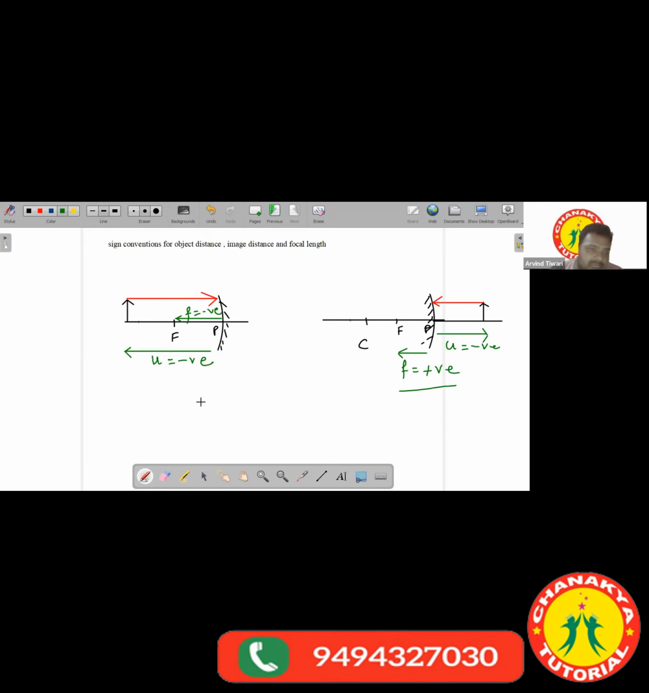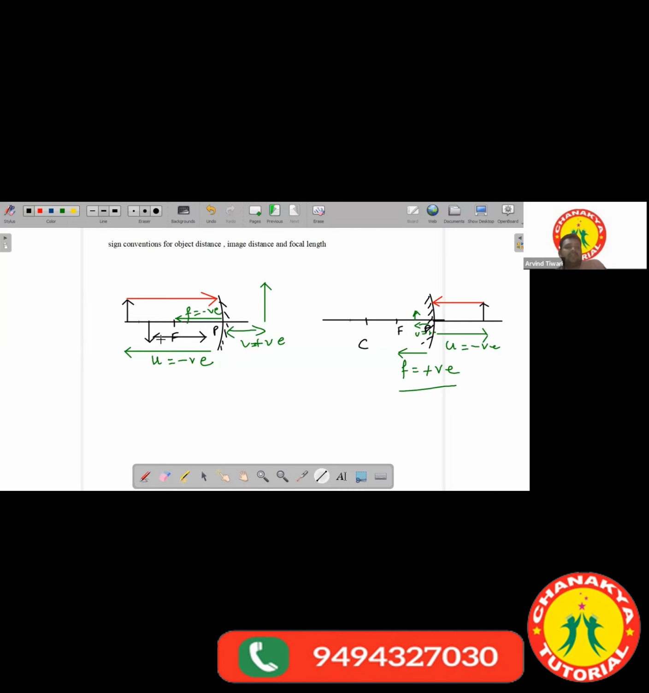Now similarly, we can see the image distances. For the convex mirror, the image is formed between F and P, so the image distance would be positive. For the concave mirror, if the image formed is virtual, we say the image distance is positive. If the image formed is real, formed on this side, then we take the image distance as negative.